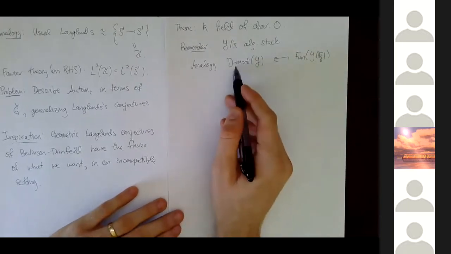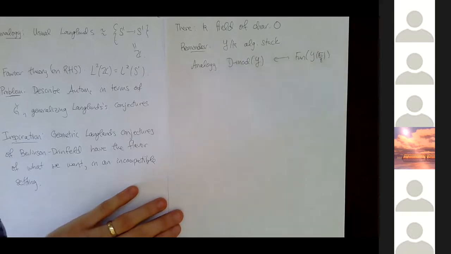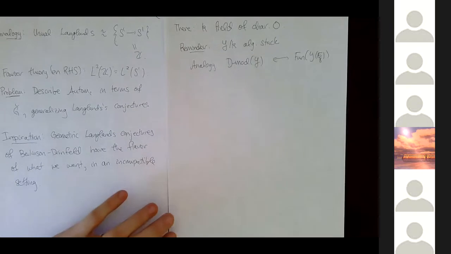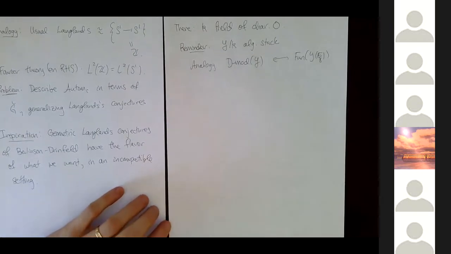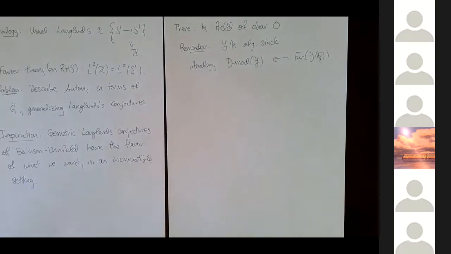D-modules, I don't want to say a ton about them. They're not the emphasis of this talk, but very briefly, they include things like vector bundles with flat connections. And more generally, I don't require my sheaves to be vector bundles. They can be more general quasi-coherent sheaves with an action of vector fields and satisfying the usual flatness condition.